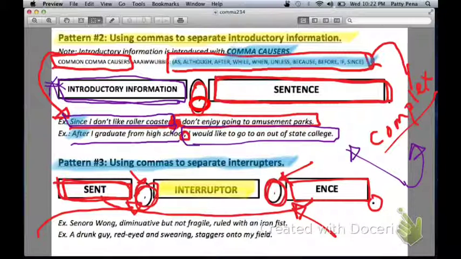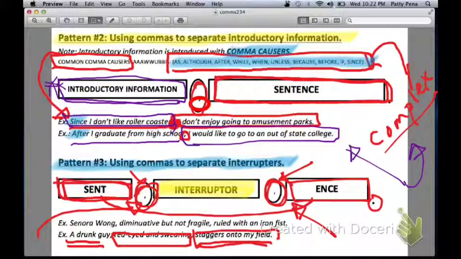Okay, so your example sentences. A drunk guy, red-eyed and swearing, staggers onto my field. If you want to know what the complete sentence is, the simple sentence, it would be: a drunk guy staggers onto my field. That is the complete sentence right there. Extra information is that the guy was red-eyed and swearing. So that's why here you need a comma to set off this extra information.